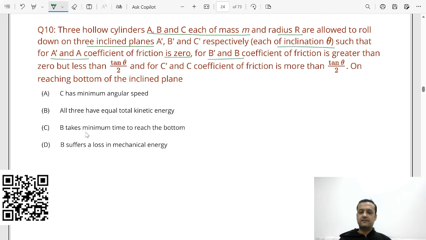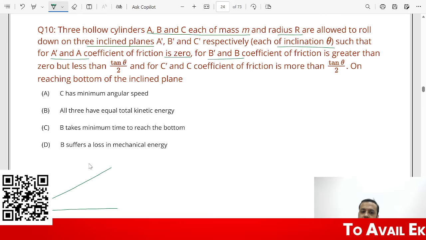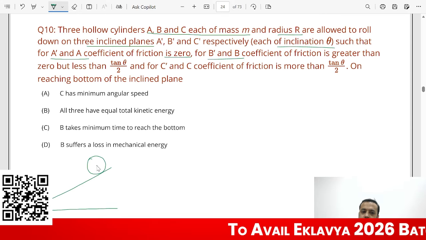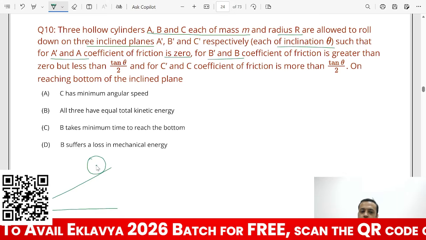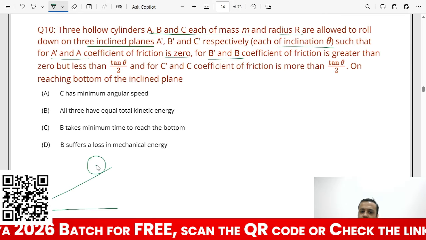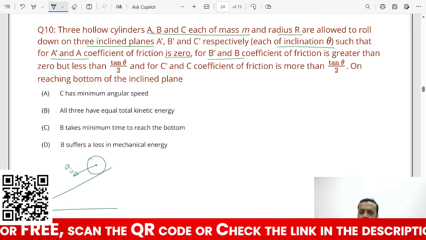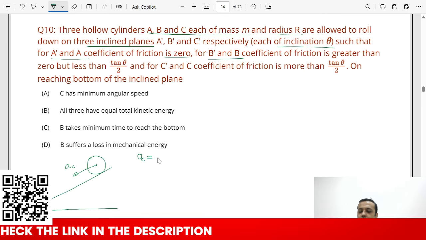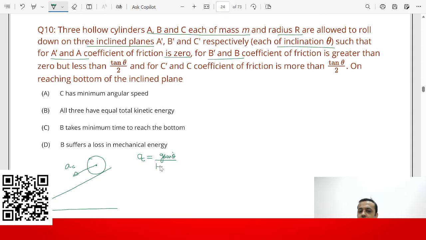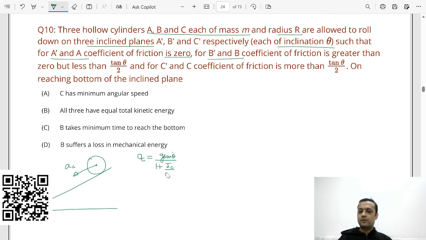So we have to check out the given options. First let's do some basic calculations here. Suppose this is an inclined plane, and this is a hollow cylinder. Suppose pure rolling is happening. We'll have to check whether pure rolling will happen or not, but let us just assume as of now that pure rolling is happening. You might have been told that in the case of pure rolling, the acceleration of the center of mass is given by g sine theta upon 1 plus I center of mass upon m r square.